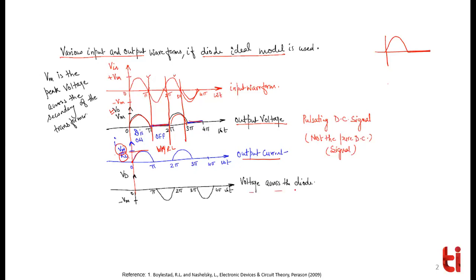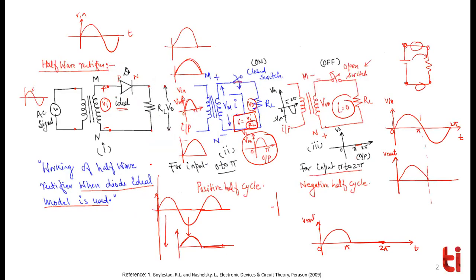What will be the voltage across the diode? This is very, very important. In the positive half cycle, the voltage across the diode becomes 0 because it immediately gets shorted. What did you make? A short circuit. As soon as you make a short circuit, the voltage here and the voltage here are the same. It is a simple wire, so this voltage and this voltage are the same, so the voltage difference across the diode is 0. So whenever there is a forward bias, the voltage across the diode becomes 0.